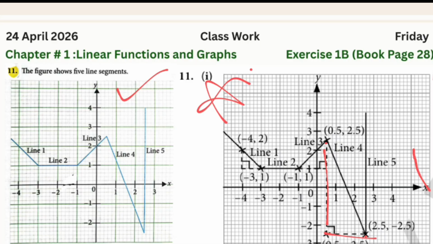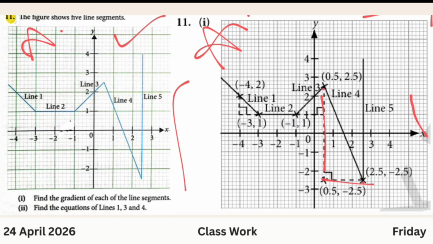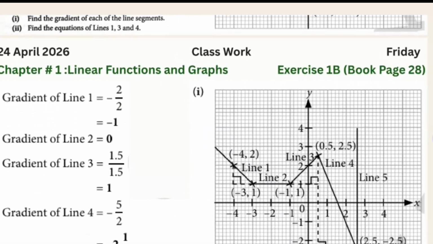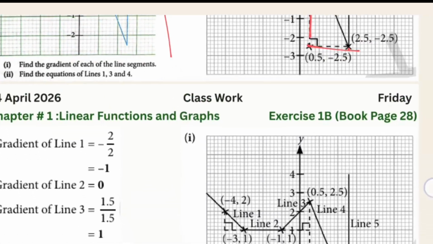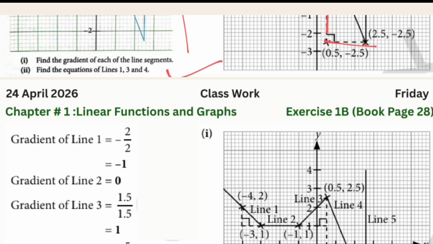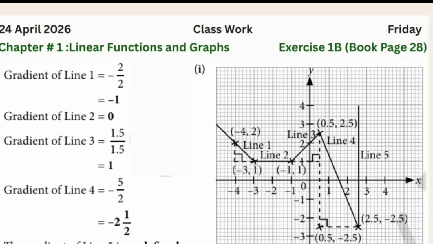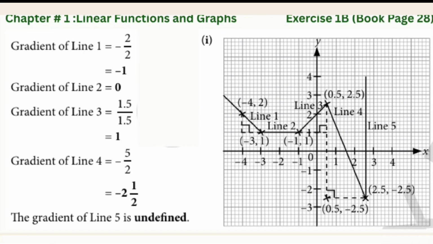Clear? So here is the answer and this is the question given on your book page, number 28. Just draw a line neat and clean on your copy. Question number 2, as given in the question, find the equation of lines 1, 3, and 5. So in gradient 1, the points are 2 and 2, right? In gradient 1, we have points 2 and 2, and that is going to be minus 1.